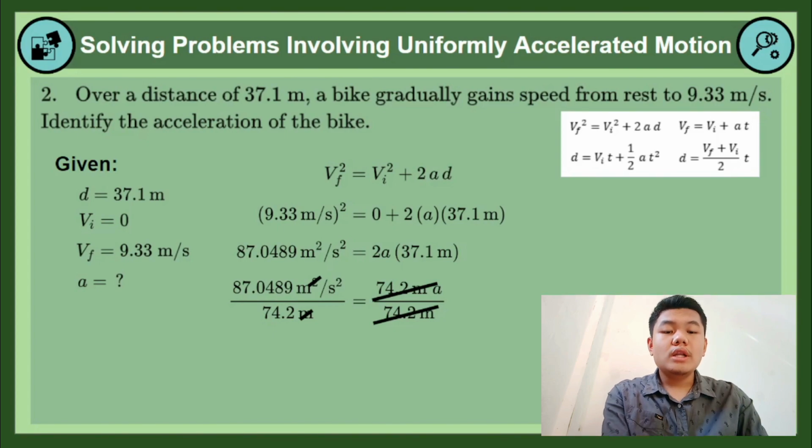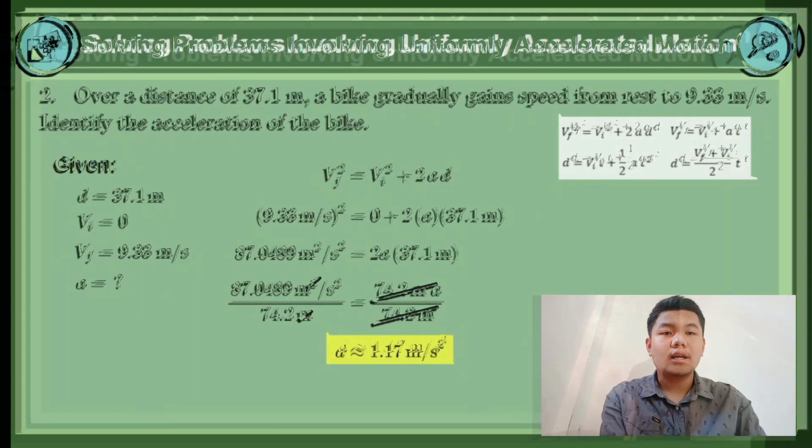So now, we need to cancel out the distance so that the acceleration will remain. So, 87.0489 meters squared per second squared over 74 meters is equal to 74.2 meters a over 74.2 meters. Cancel the same unit, then divide. So the answer is acceleration is equal to 1.17 meters per second squared.